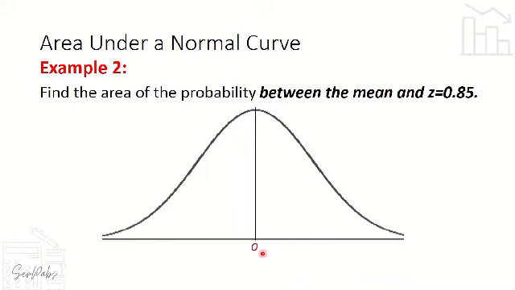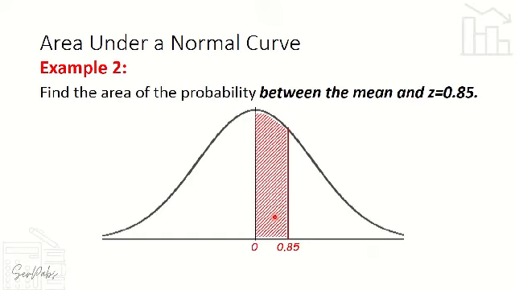So, located na yung ating mean, located at the center of the graph. And then, we will locate 0.85. So, ayan yung ating 0.85. Then, after that, we will shade the area from wherein the probability will be taken. So, itong area between 0 and 0.85 ang shade natin.